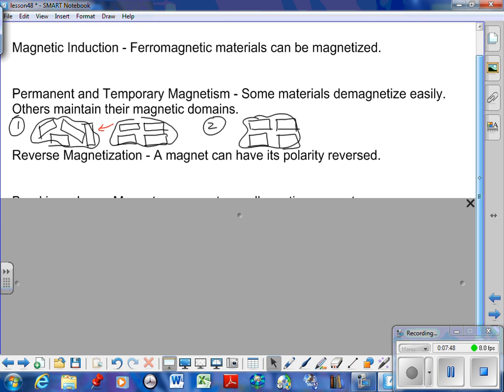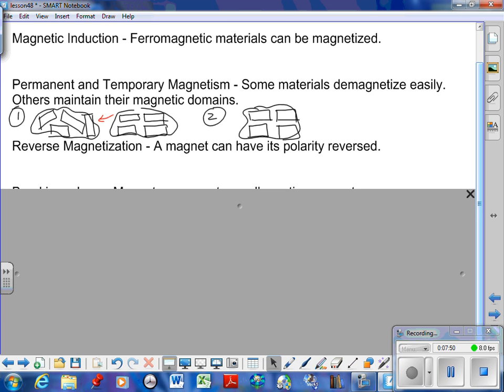Reverse magnetization. A magnet can have its polarity reversed. So that's saying that if I have a magnetic material, looks like this, and it is south-north, south-north, south-north, and I bring it into proximity of a very, very large, powerful magnet that has its north and south reversed to the first one here.